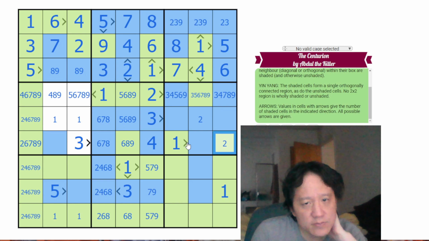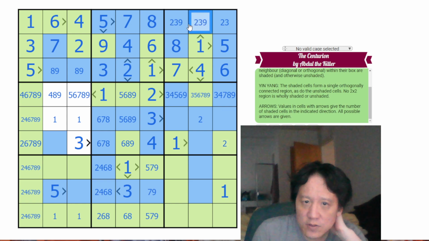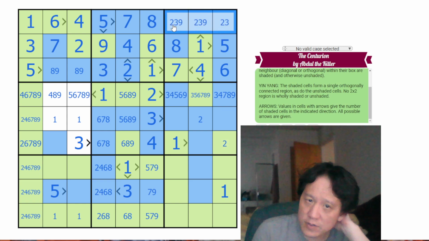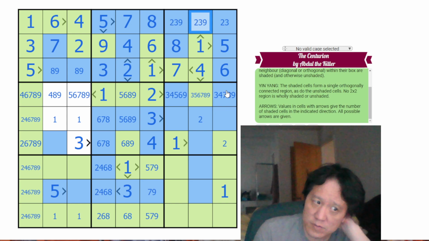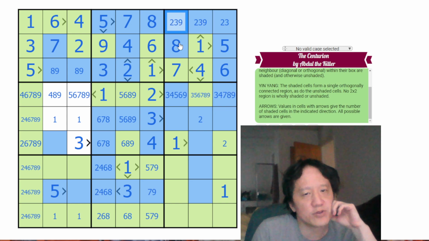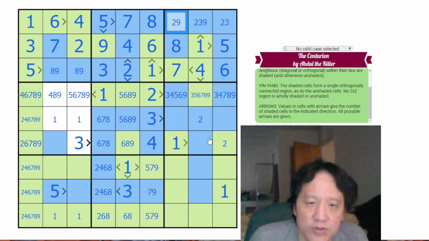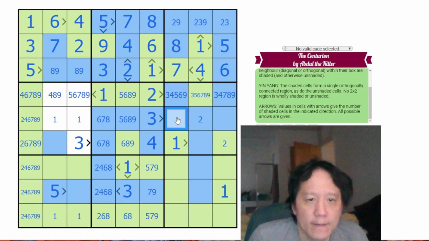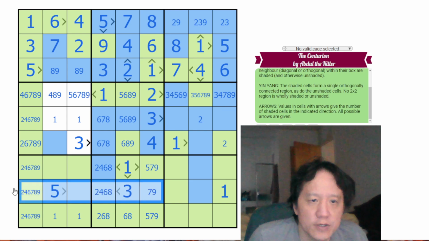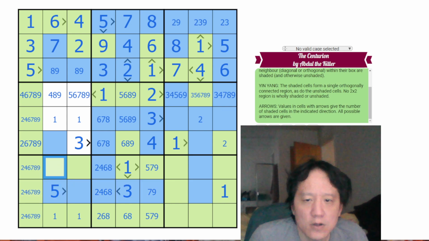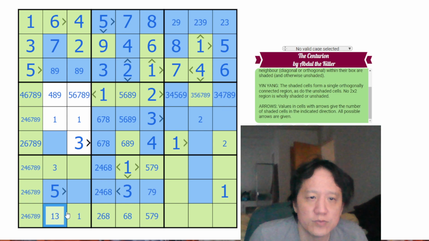So 9's one of those. 2 has to be one of these. If this is 3, this has to be 2. Oh, wait. So this cannot be 3. If this was 3, this would have to be 2, and then it would no longer be shaded. So that can't be 3. 3 cannot be here. 3 cannot be here. Therefore, 3 is one of those 2. Don't know which.